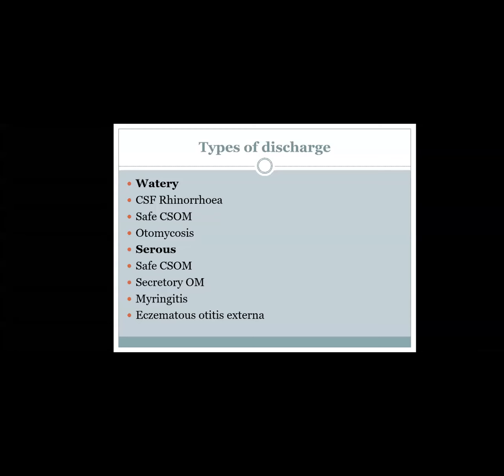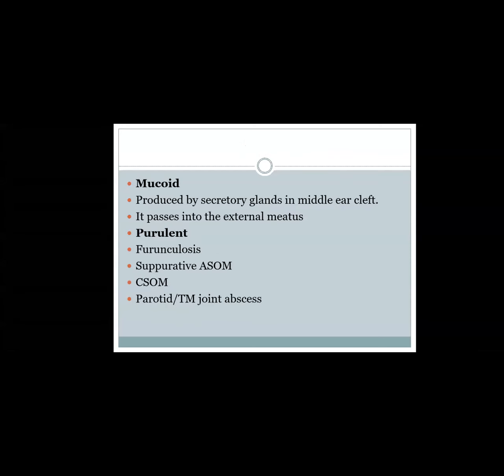Serous ones, the viral infections and safe CSOM you can have. Then mucoid secretions, where you have to think of secretory glands areas. For example, in CSOM, the middle ear is a place where you get the secretory glands. So any infection there, you get the mucoid secretions. The secretions will be produced there and passed through the external auditory meatus, and they will not be there in the external auditory canal.